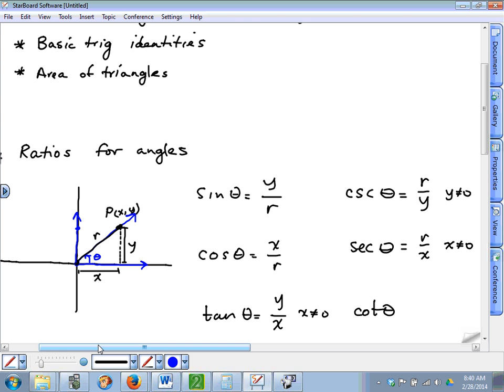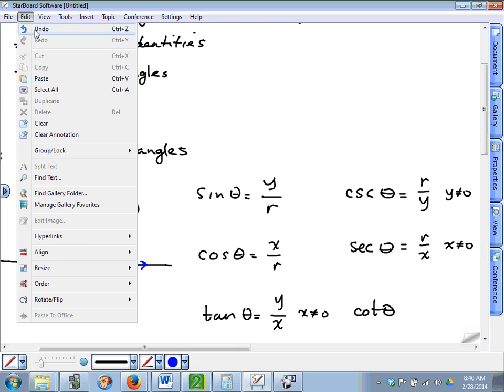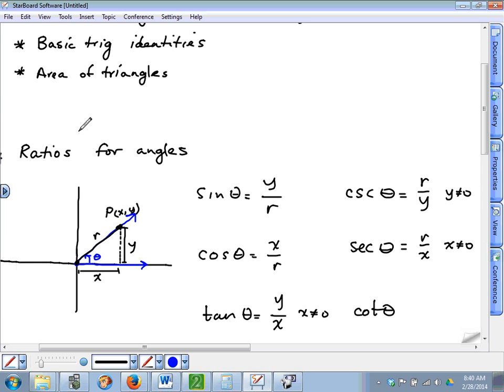What kind of an angle would have a y value of 0? A horizontal one. 180 degrees, or it could be an angle of 0 degrees. So for those, you would have some of these that are undefined. Anyway, the cotangent is x over y, where y does not equal 0.